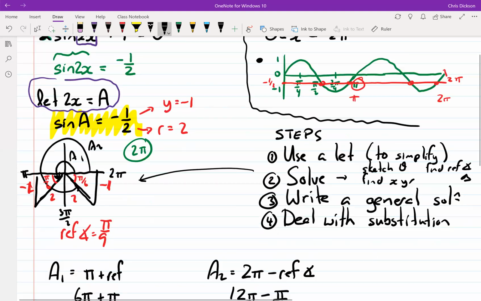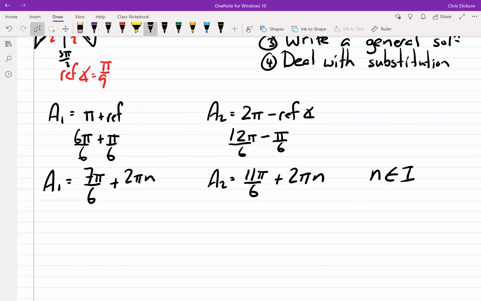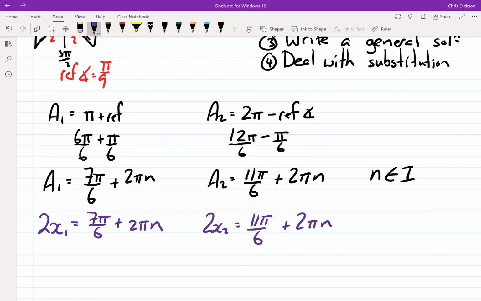Okay, so angle A is equal to 2x. So down here, I would write angle A is 2x. And that would be 7 pi over 6 plus 2 pi n. And then 2x is equal to 11 pi over 6 plus 2 pi n. And now I divide everything by 2. So if I divide 7 pi over 6 by 2, well, when I divide by 2, I'm really multiplying by half. So 7 pi over 12.